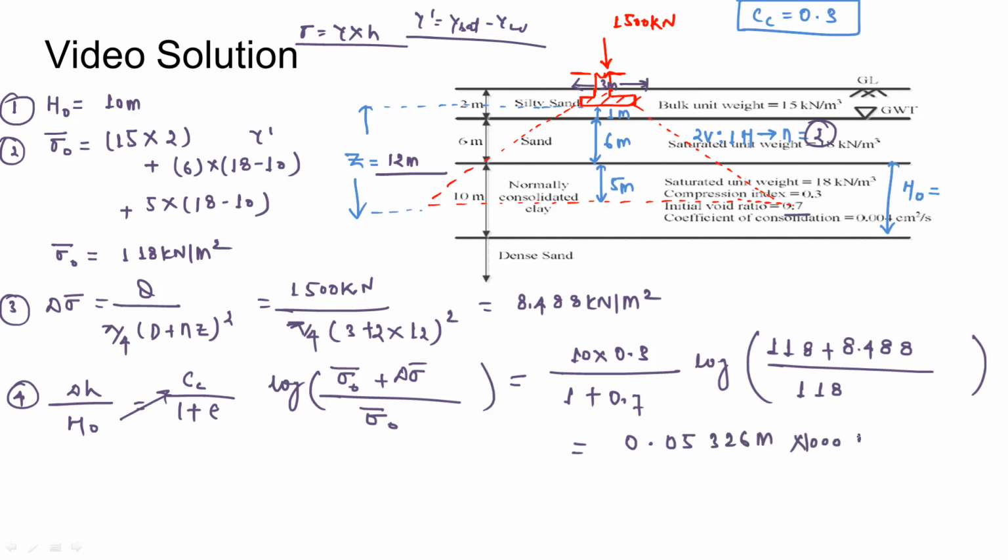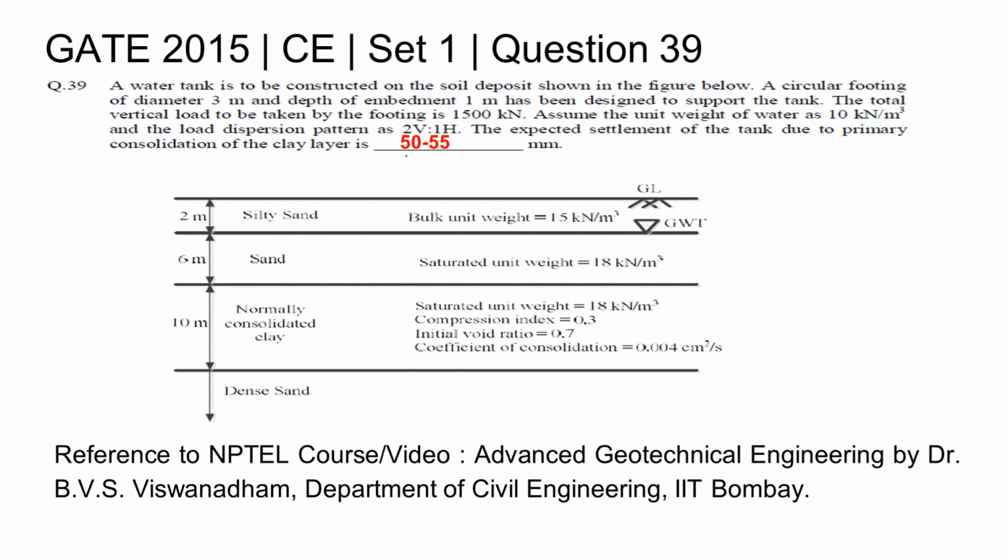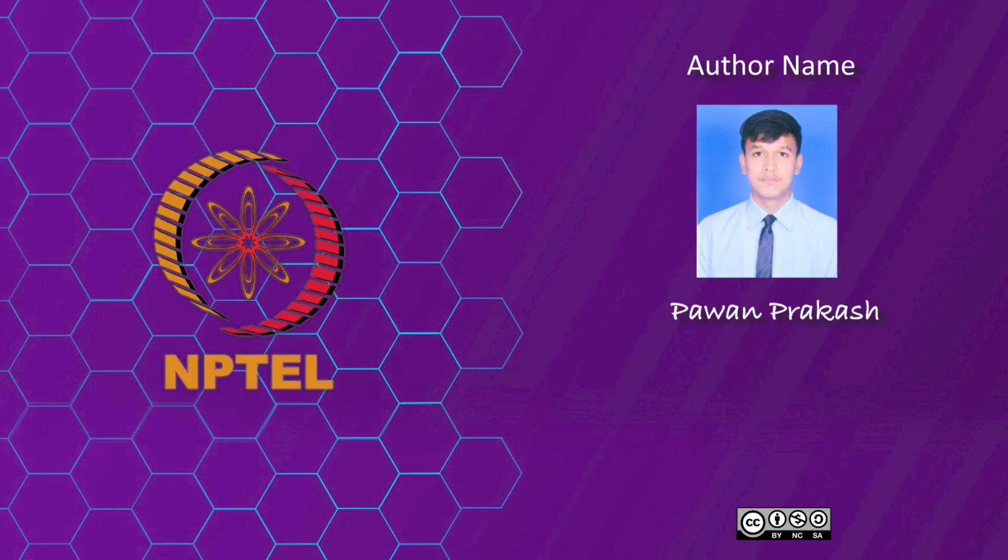Now if you solve it, the answer will be in meter, so that will be 0.05326 meter. If you multiply it by 1000, it will be in mm, so it will be 53.26 mm. So this is the expected settlement we will be getting. So the answer for the question will be around 50 to 55 mm, somewhere in between. So the answer which we are getting is 53.26 mm. Reference to the relevant NPTEL courses or video has been cited.